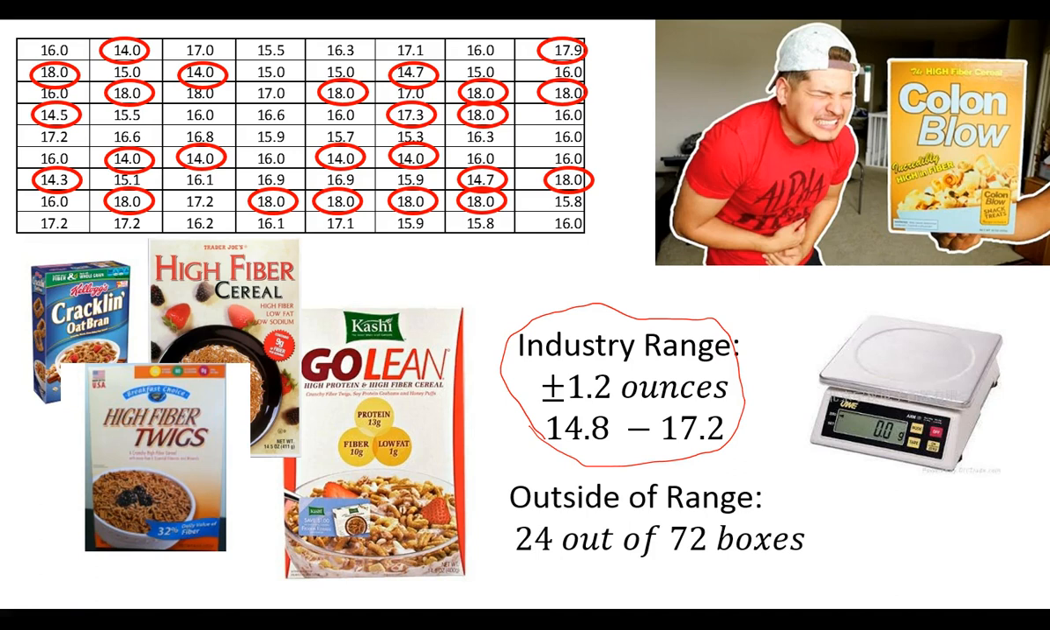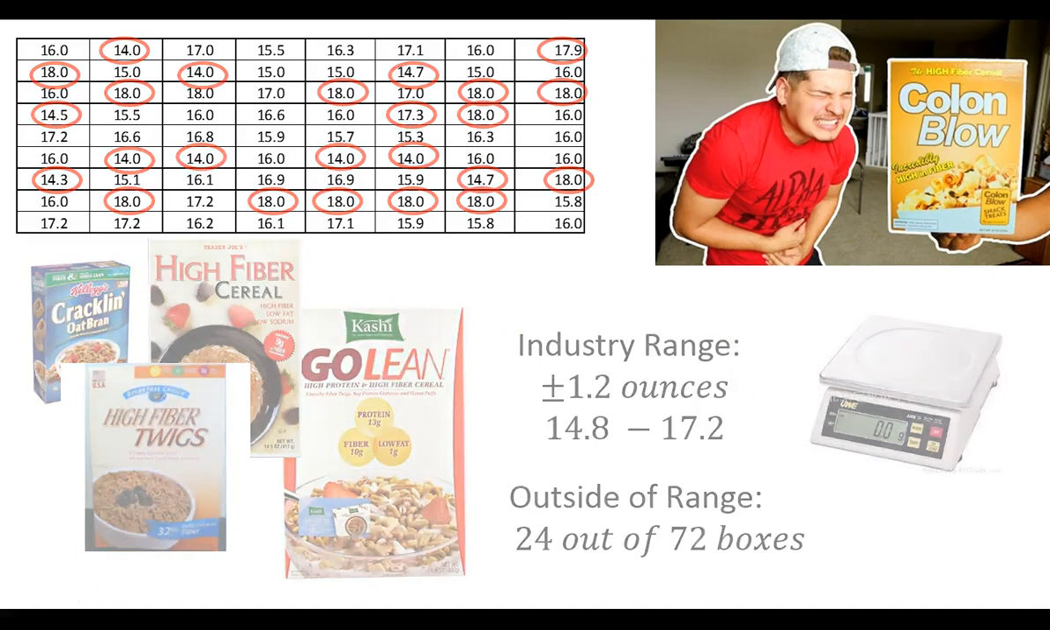What he found in total was that out of those 72 boxes, 24 were outside of the range. So one third of those boxes of Cullen Blow weren't within this industry standard range. This acceptable range the customer wanted to see, one third of the time they weren't getting it. Again, that's important, keeping in mind this industry range is also very important.